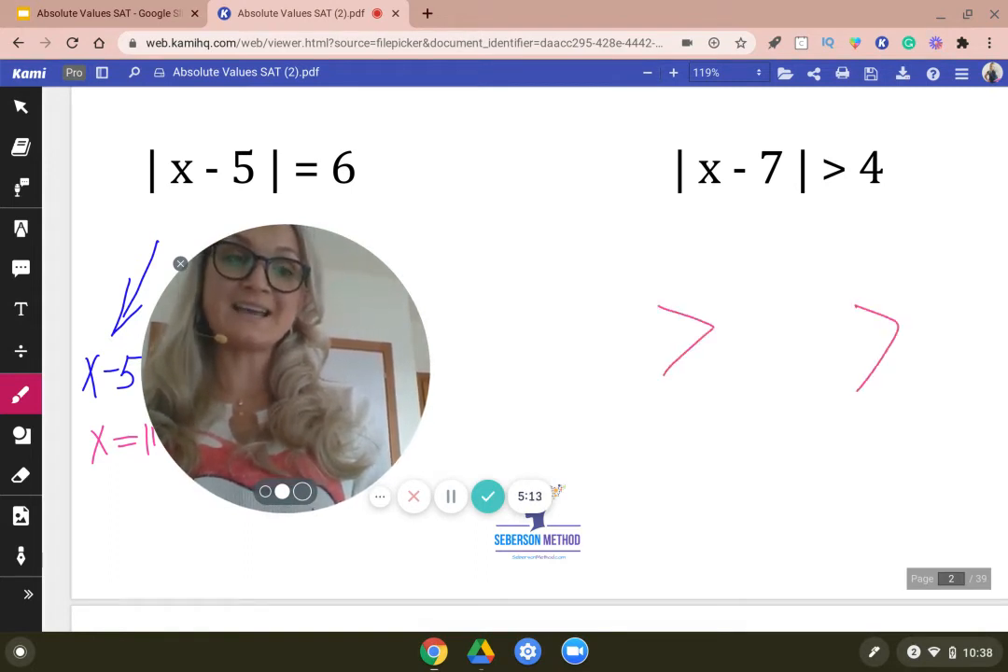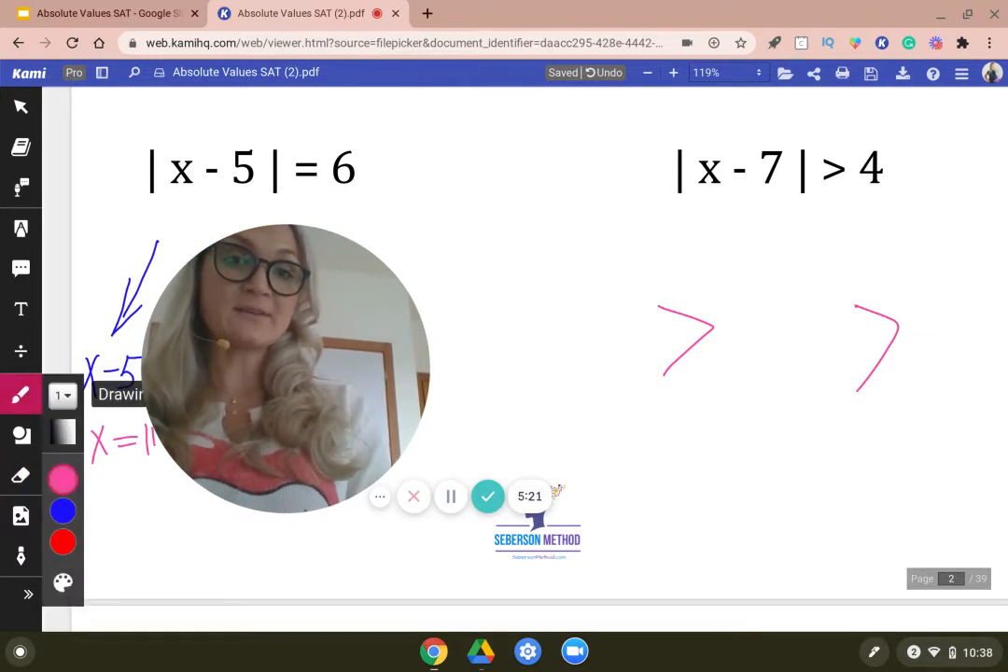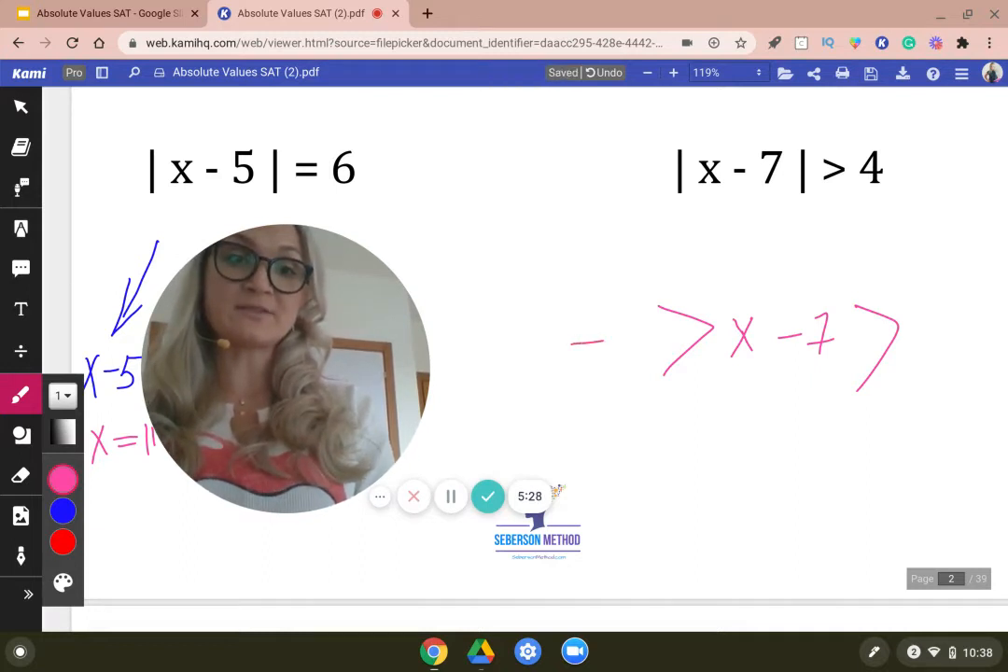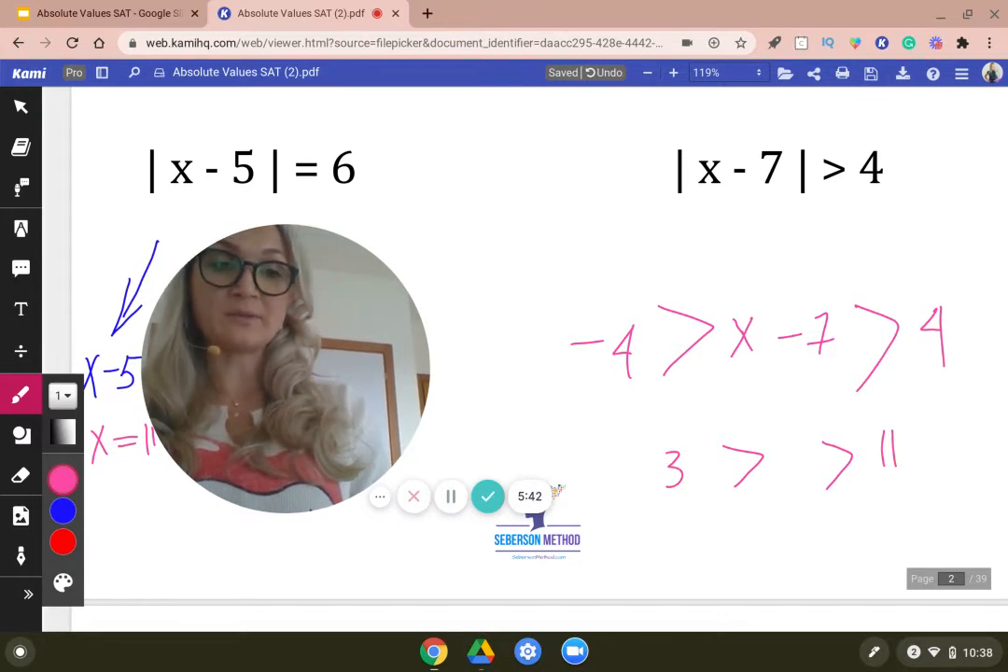The exact same direction in which your inequality sign is, you just write two, and that's how you're going to drop the walls. Next thing you're going to do is rewrite exactly what you have in your absolute value in between those two signs. And then on this side, you're just going to say -4, and on this side, you're going to say 4. Then you're going to add 7 on both sides to isolate x, and then x is going to be trapped between 11, which is 4 plus 7, and 3, which is -4 plus 7.